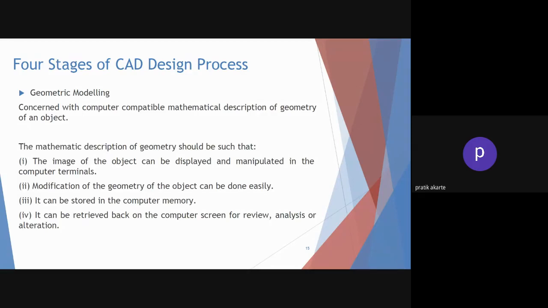So what is the mathematical description of the geometry? It is the image of an object that can be displayed and manipulated on the computer terminal. Let us say you are drawing a triangle. It has three vertices, and the three vertices have coordinates. If it is two-dimensional, there are x and y coordinates, and if it is three-dimensional, there are x, y, z coordinates. Those coordinates describe the geometry, which is displayed on the screen. If you want to manipulate it, you can apply various transformations like translation, scaling, rotation and mirror with the help of the computer terminal.